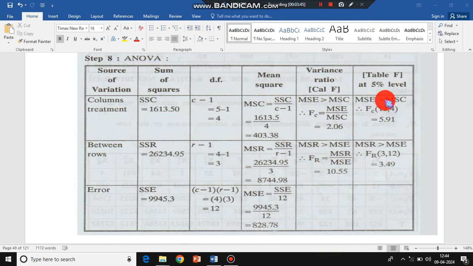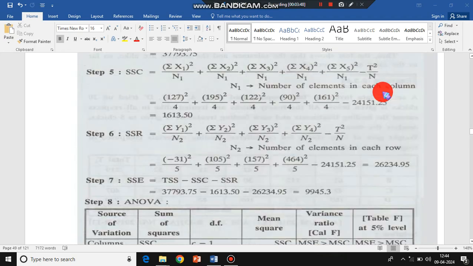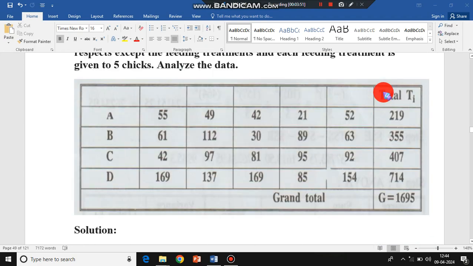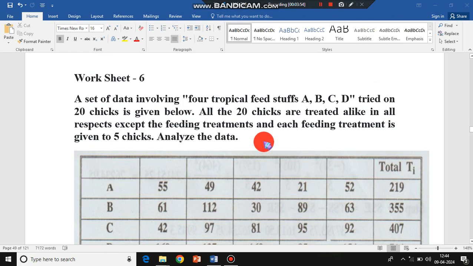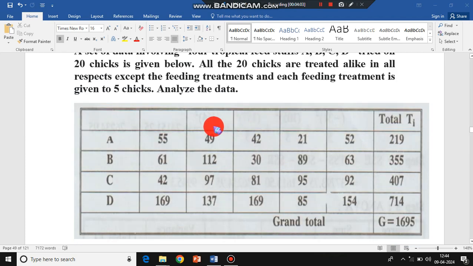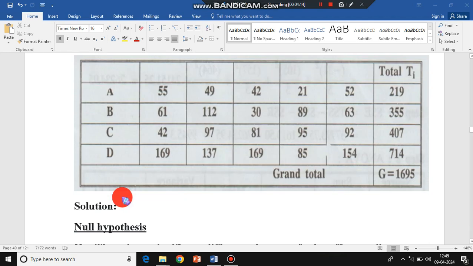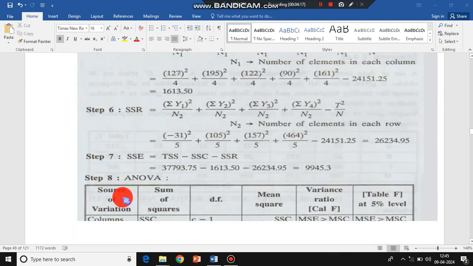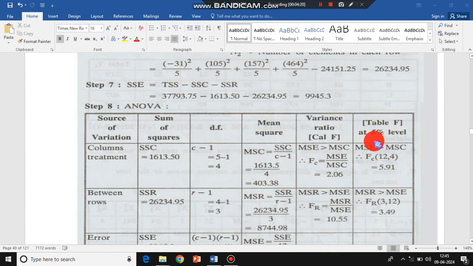Now for this there is a table. Before that, go back and see at which level we have to test this hypothesis, whether there is homogeneity among column wise as well as among row wise. It is not given here, so usually we take the 5% level. That is also very important; without the level we cannot take the decision on the hypothesis. So we assume 5% level.